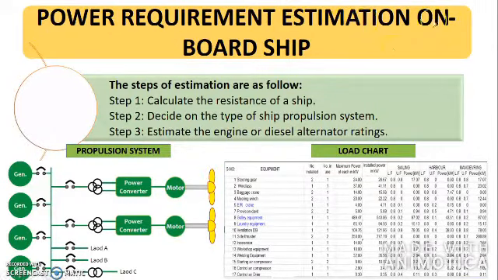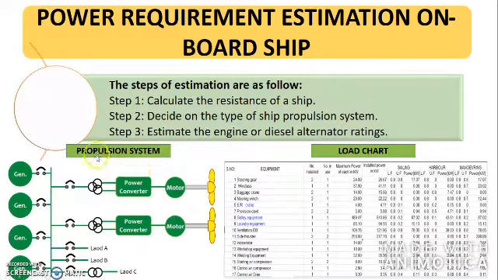For power requirement estimation on board a ship, the steps of estimation are: first, calculate the resistance of the ship, decide on the type of ship propulsion system, and estimate the engine or diesel alternator rating. This is an important step in the ship design process because ship power is a deciding factor for many other aspects. A ship with a larger power requirement will automatically require a large amount of fuel. That is the reason why we need to calculate all the loads and the power requirement first.